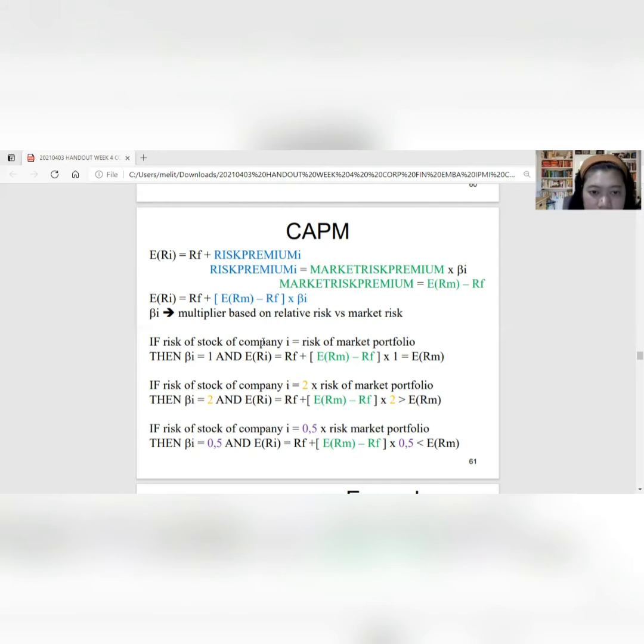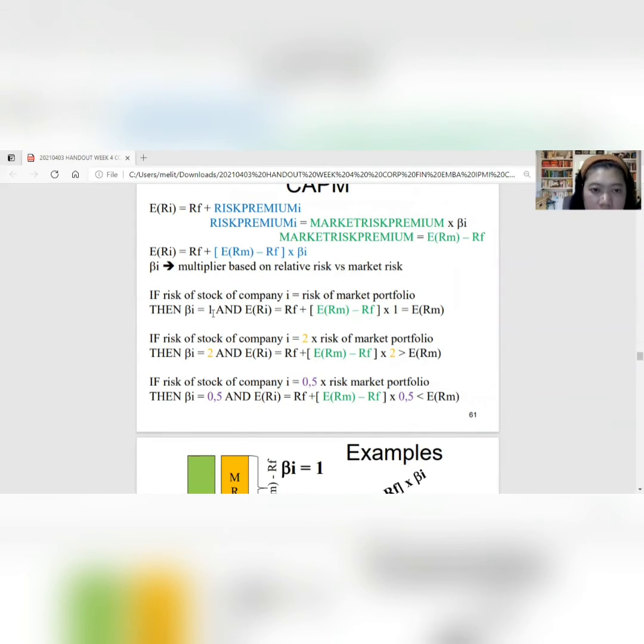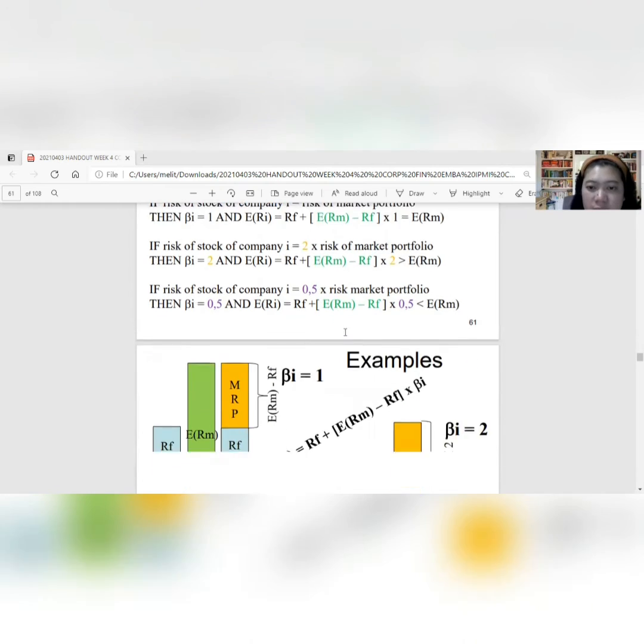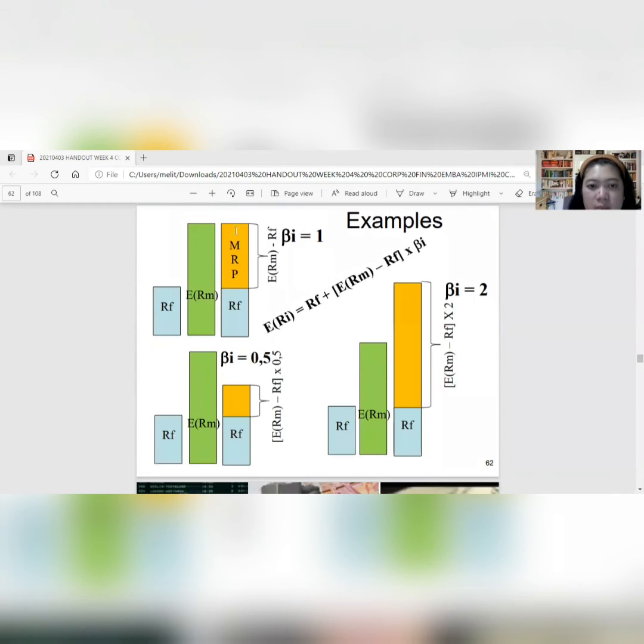So the beta here can be 1 if the risk of a company's stock is equivalent to the risk of the market portfolio, and can be 2 if the risk of a company's stock is 2 times bigger than the risk of the market portfolio, and 0.5 if the risk of a company's stock is half of the risk of the market portfolio. This can be seen in this example.